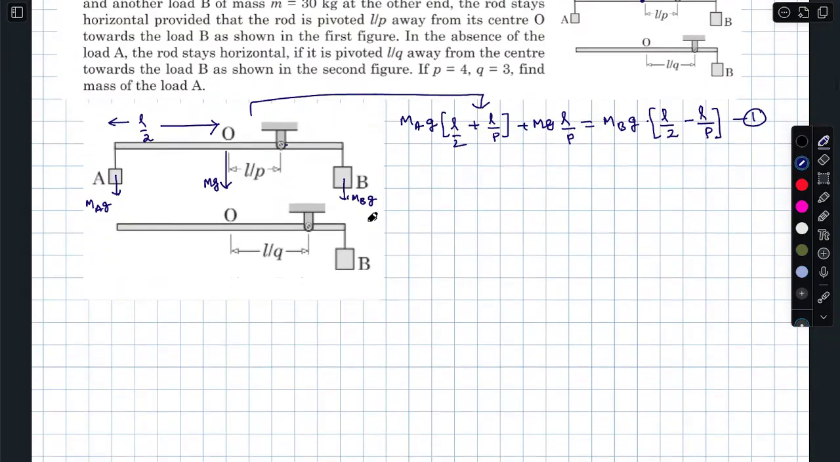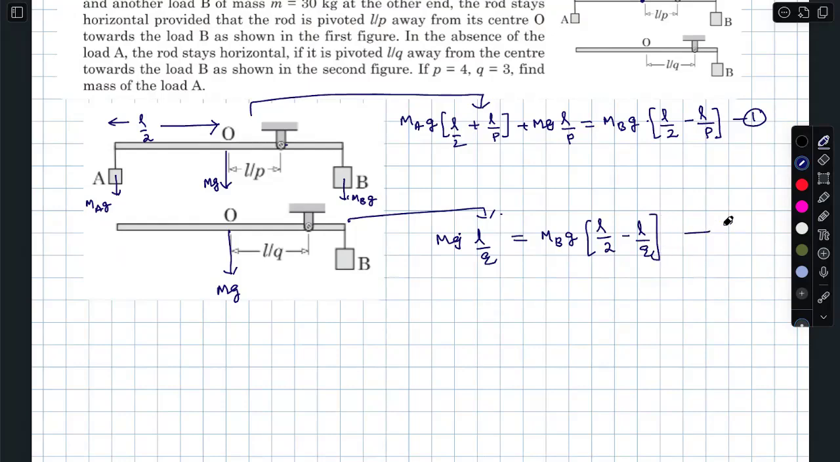Next. See, in this, what is the equation? You have only one weight torque here, mg. So mg times L/Q is mbg times L/2 minus L/Q. Equation 2. You have two equations. Use these two equations to eliminate what you don't require, which is the mg term.